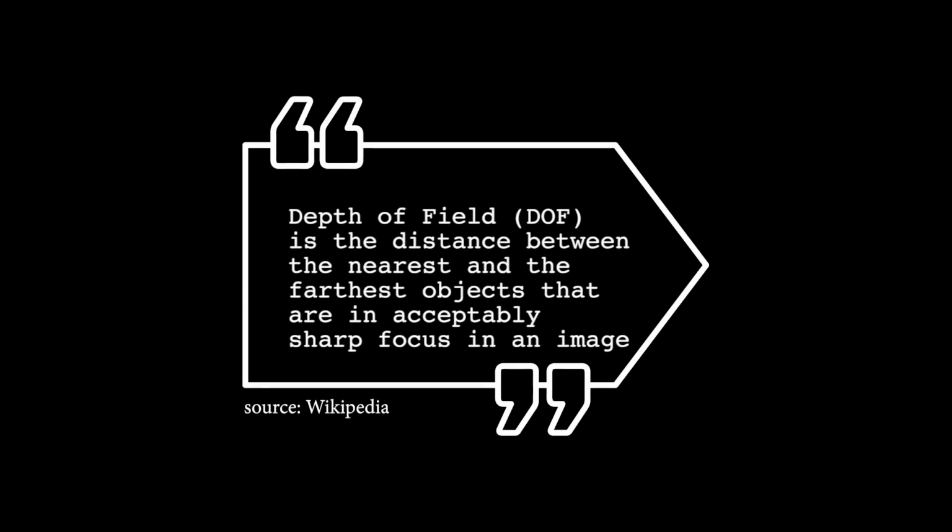But let's start with the definition of depth of field, and I quote Wikipedia. Depth of field is the distance between the nearest and farthest objects that are in acceptably sharp focus in an image. That's how it is in Wikipedia about depth of field, and the keyword is acceptably sharp. So everything doesn't have to be really sharp, because actually the only thing that is sharp is the point where you have been setting the focus point. Everything else is less sharp, so we're talking about acceptably sharp.